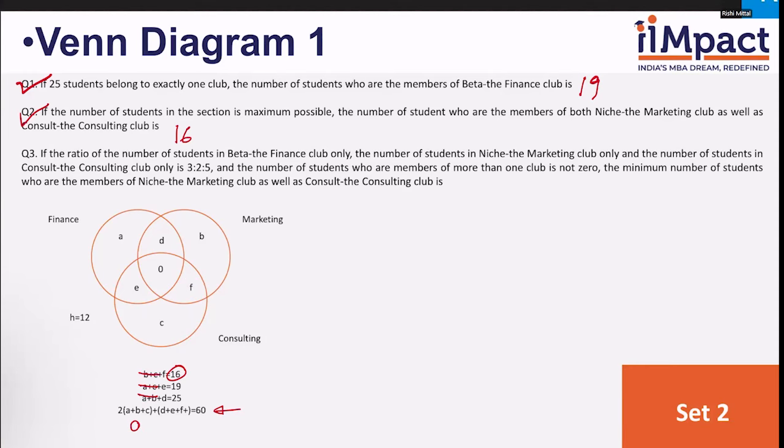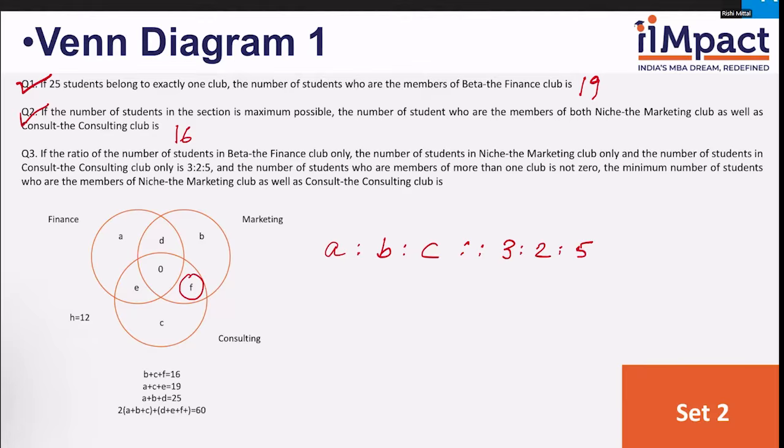3. If the ratio of number of students in the beta finance club only, which is A, to marketing only, which is B, to consulting only, which is C, is 3 to 2 to 5. Okay. And the number of students who are members of more than one club is not 0. So D plus E plus F is not 0. That is what it means. The minimum number of students who are members of the marketing club as well as the consulting club. So marketing and consulting is F.